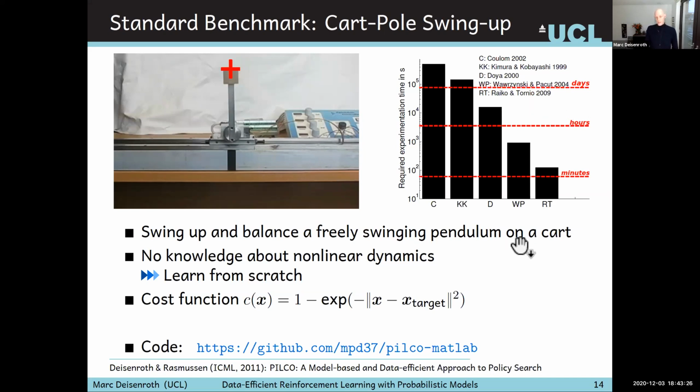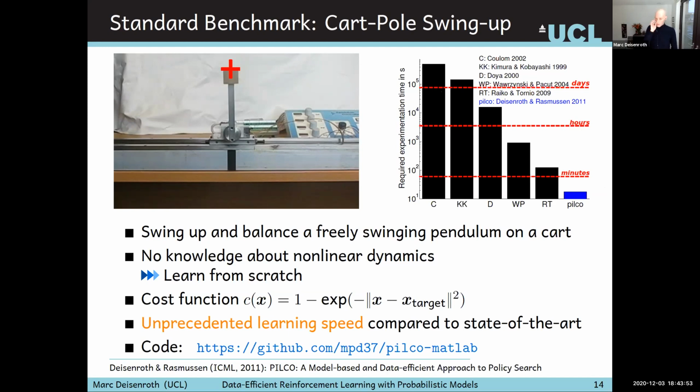But what you can see here are the references to the literature, and this is the required experimentation time in seconds on a logarithmic scale. Depending on the approach, you can get down to about 2 minutes of data, coming down from more than a day of interaction time. Compared to that, we are down here, an order of magnitude faster than the best competitor at the time. And we achieved an unprecedented learning speed compared to the state of the art at the time.